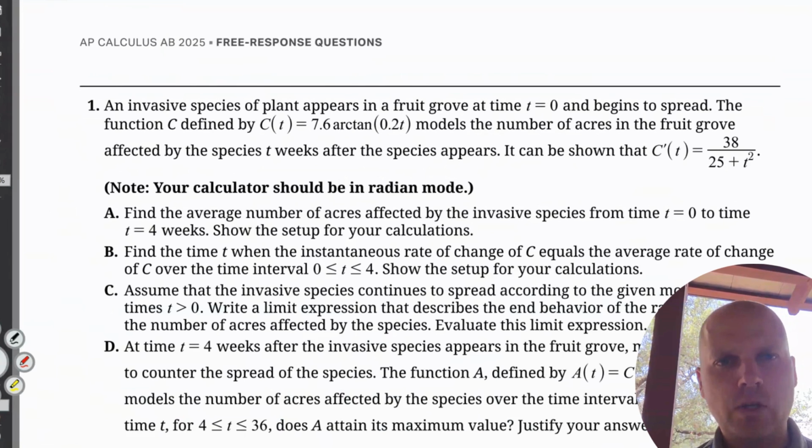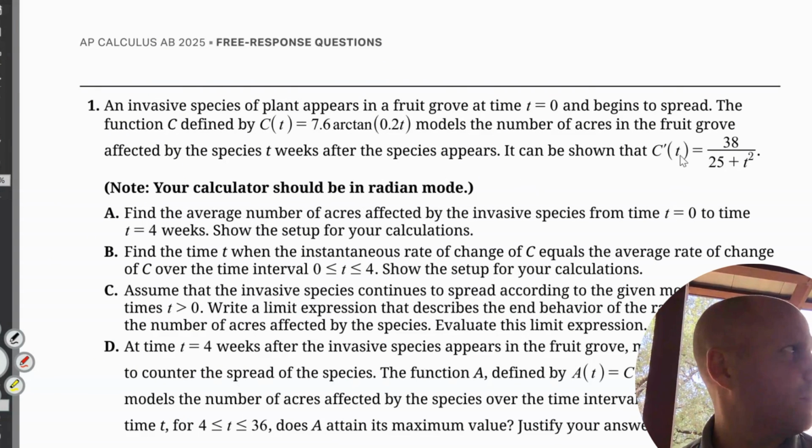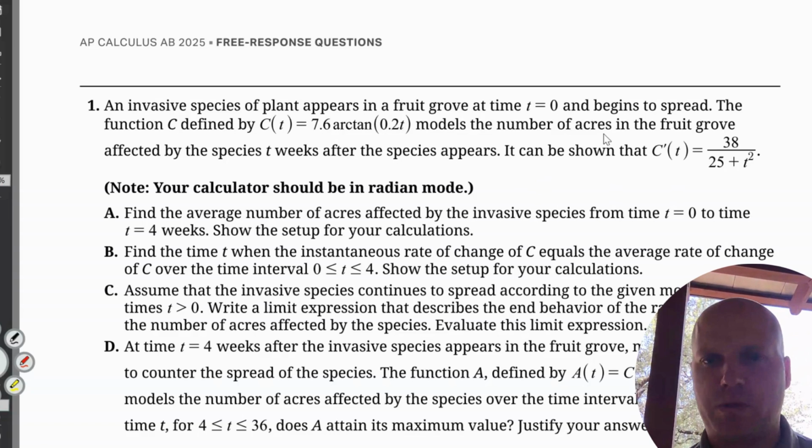We're starting with question number one, which talks about invasive species of plants. They're giving you an equation for C and its derivative C prime. You need to know that C is a position. It's a number of acres. C prime would be the rate of change of the position. And let's go through the parts.